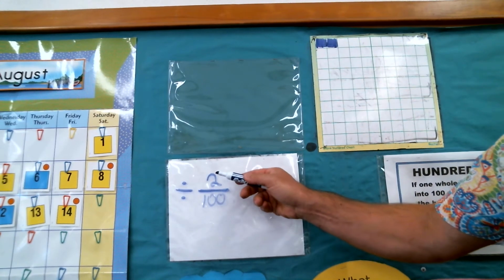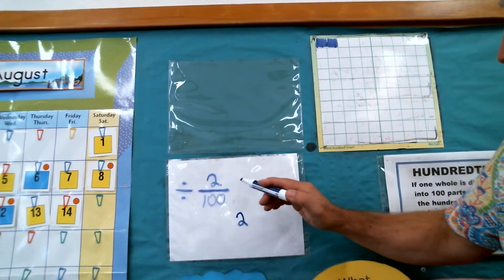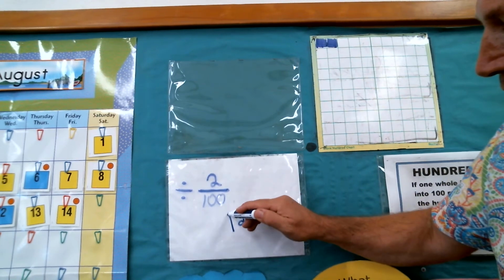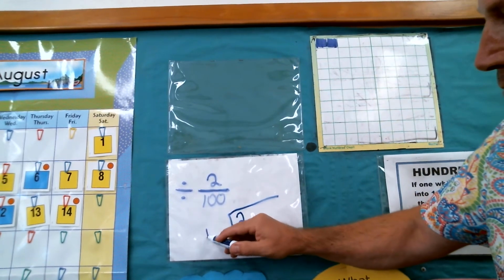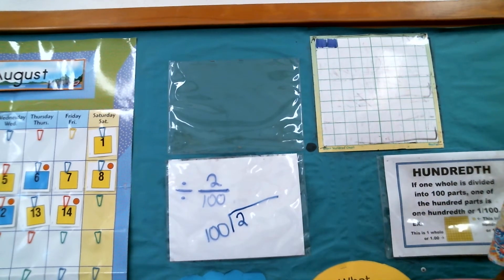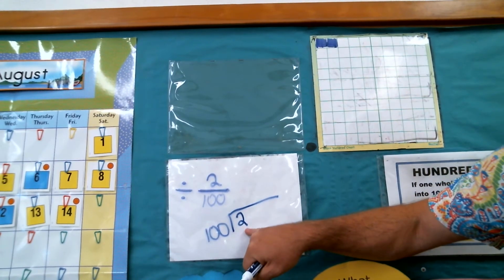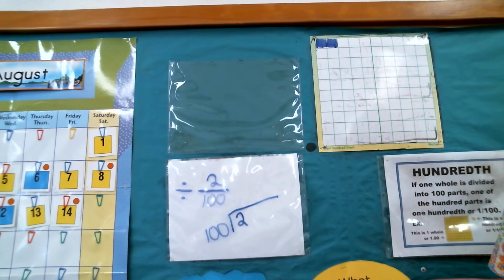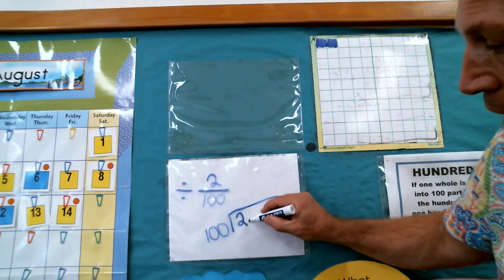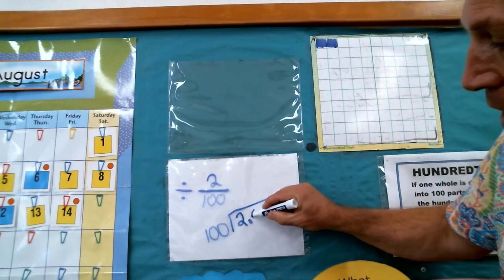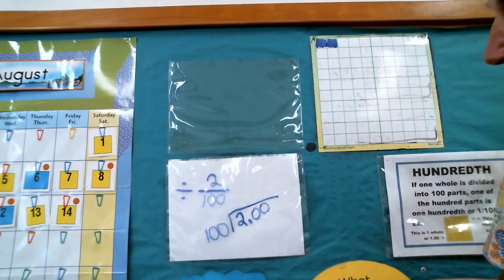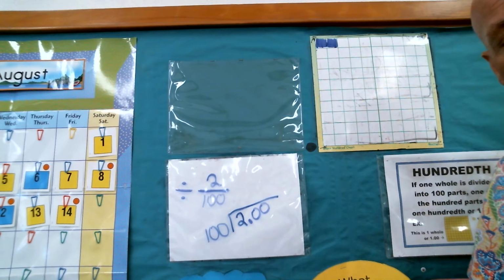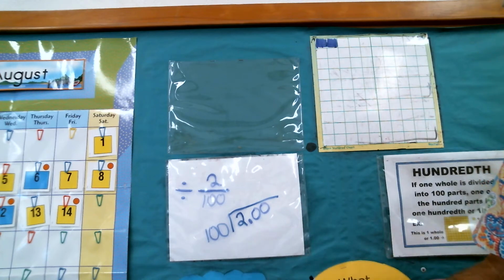So let's do this. Let's do 2 divided by 100. Well, can 100 go into 2? No, it can't. So what do I have to do with this 2? I have to cut it up into 100 pieces. Now, how do I do that? I add my decimal point and I put the hundredths place value. Now I can divide it.